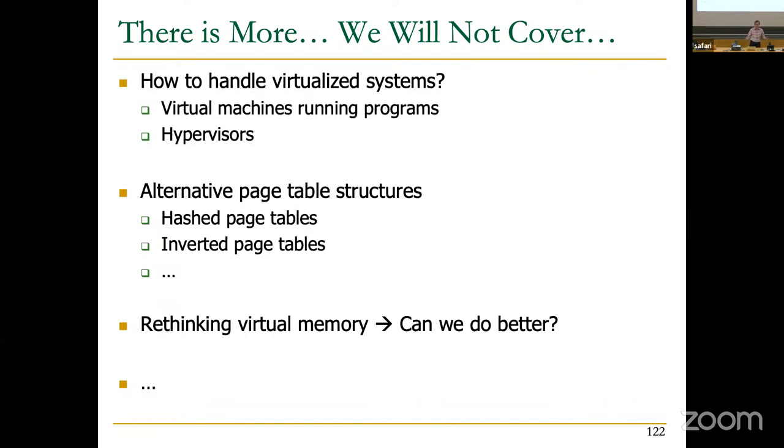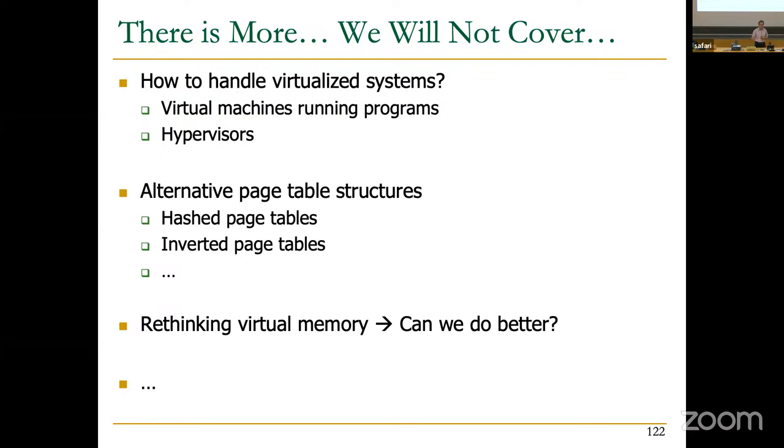Like if you're running a virtual machine on top of a guest operating system, or if you're running a hypervisor on top of a guest operating system, there's another level of indirection over there, as you will see soon. You can have alternative page table structures that may be faster, that may be more useful. Again, we don't have time to talk about that.